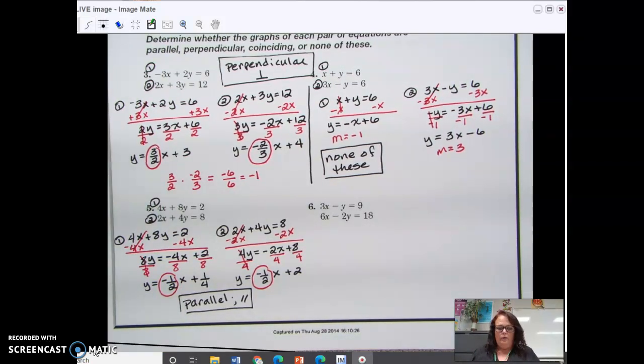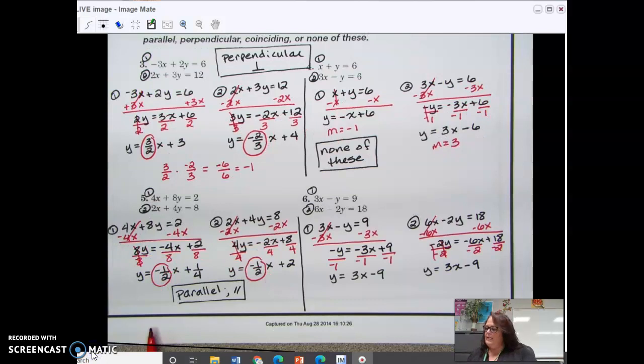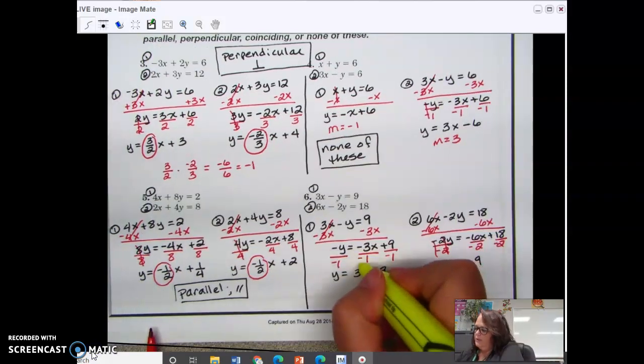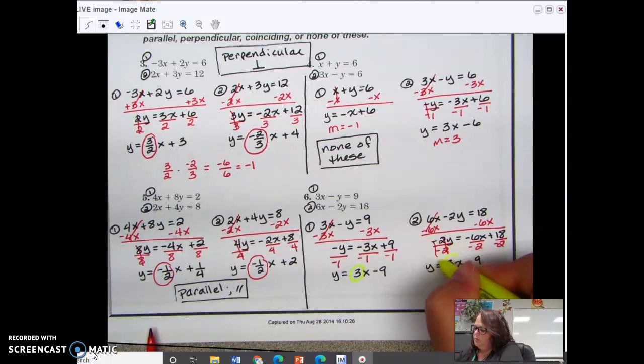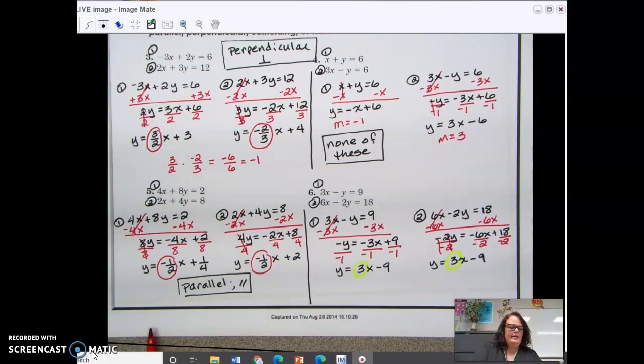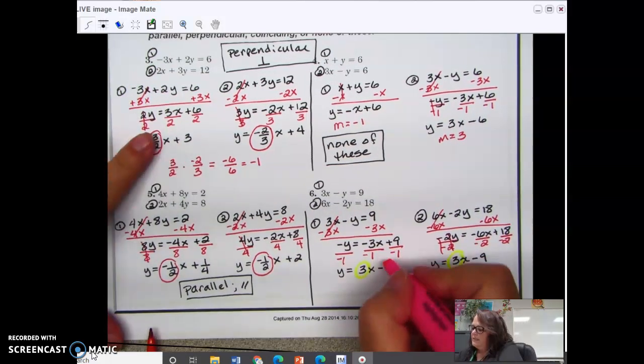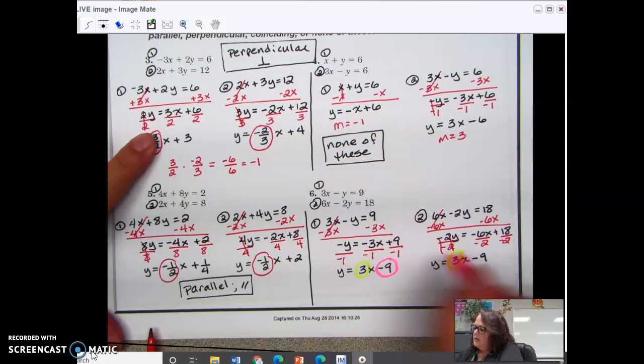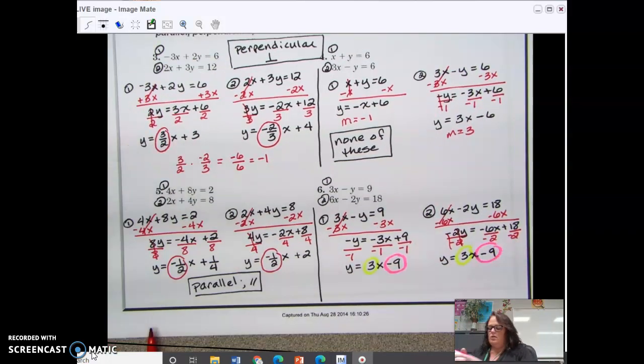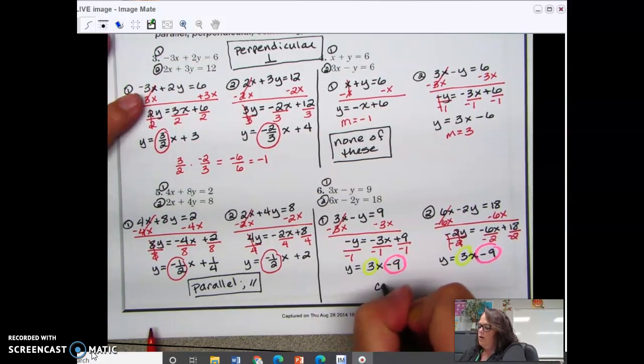All right, one more. Go ahead and give number 6 a try, and pause the video so you're not looking at my work. All right, so taking a look at number 6, I noticed that I have the same slope here. And then something else that I notice is that I have the same y-intercept. So that means that these equations are exactly the same equation. And since they're the same, we call that coinciding.